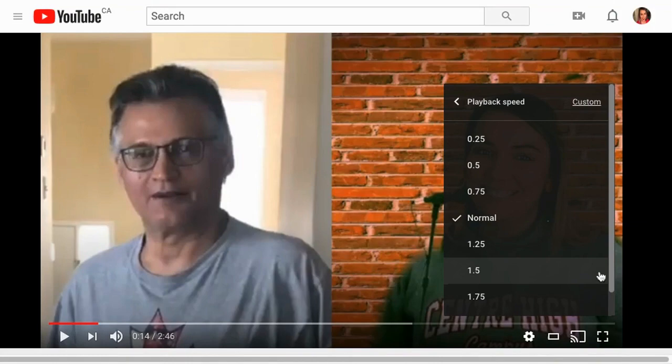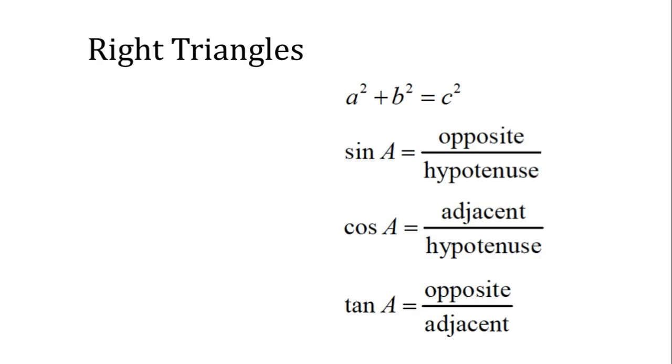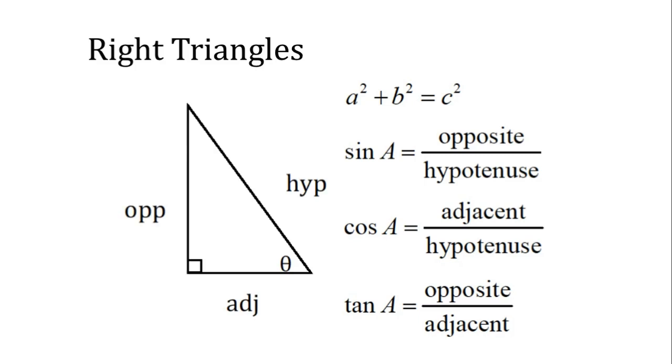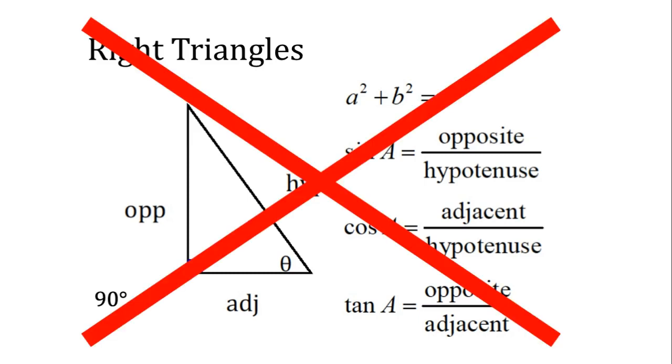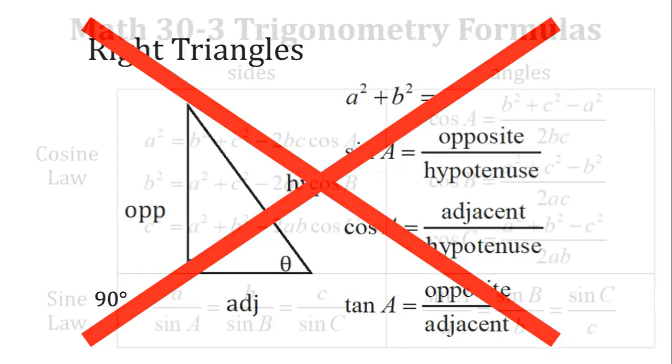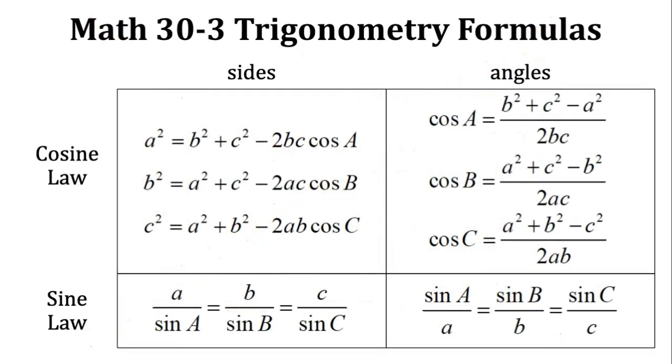You may remember from previous math courses that we used Pythagorean theorem and trigonometric ratios, sometimes referred to as SOHCAHTOA, to solve for missing angles and sides in right triangles. Right triangles have a 90-degree angle indicated by a square like this. The triangles we'll work with in Math 30-3 are not right triangles, so we need to learn new formulas to solve for missing sides and angles. These are the formulas we'll be using.